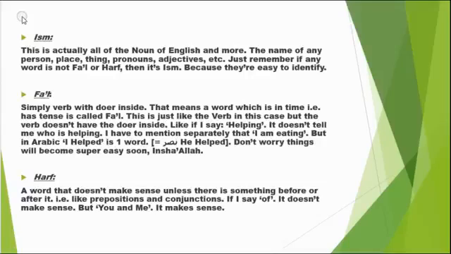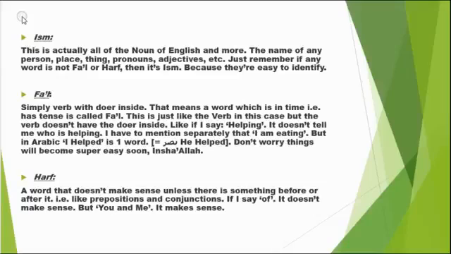So fi'l and harf have some specific characteristics, but I can't tell you that ism has these characteristics. So it is better to say that if it's not a fi'l and if it's not a harf, then it's ism. And that could be anything. It could be the name of a person, place, things. It also includes pronouns and adjectives, which are separate in English, but here we'll read them as noun, that is ism. We will say noun, we will say ism. And remember, they're easy to identify because all you have to do is see if it's a fi'l or not, or it's a harf or not.